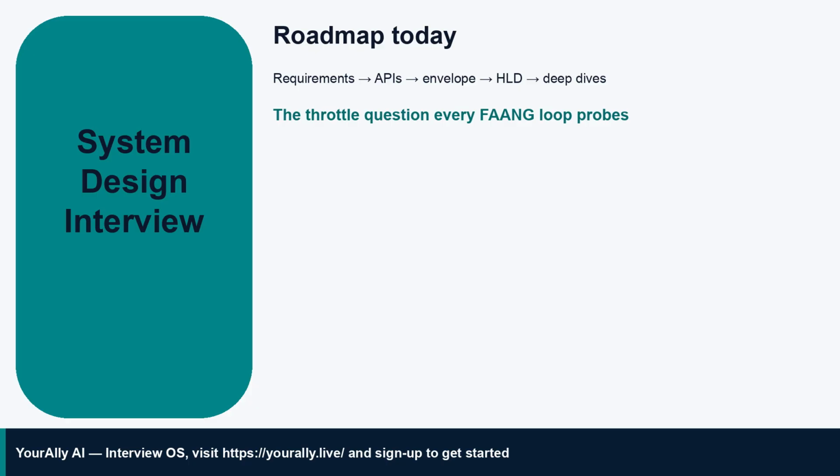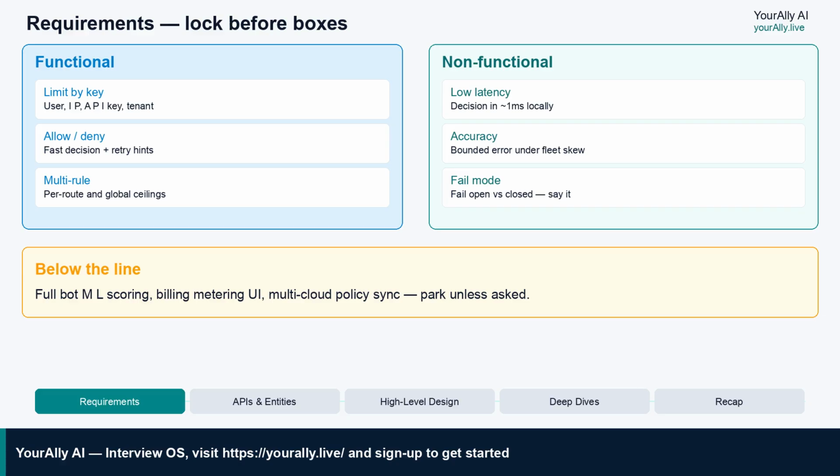Alright, let's lock requirements. Requirements lock before boxes. Functional: limit by key, user, IP, API key, tenant. Return allow or deny fast with remaining and retry hints when you can. Support multiple rules, per route ceilings and a global tenant ceiling. Non-functional: decision latency should be about a millisecond locally. You cannot afford a chatty round trip before every upstream call.